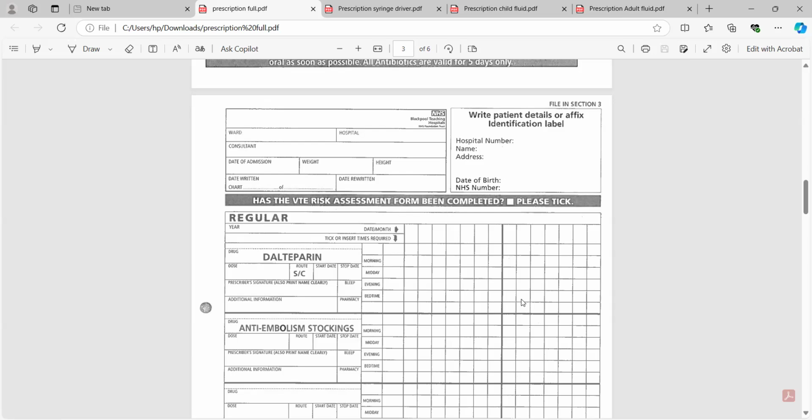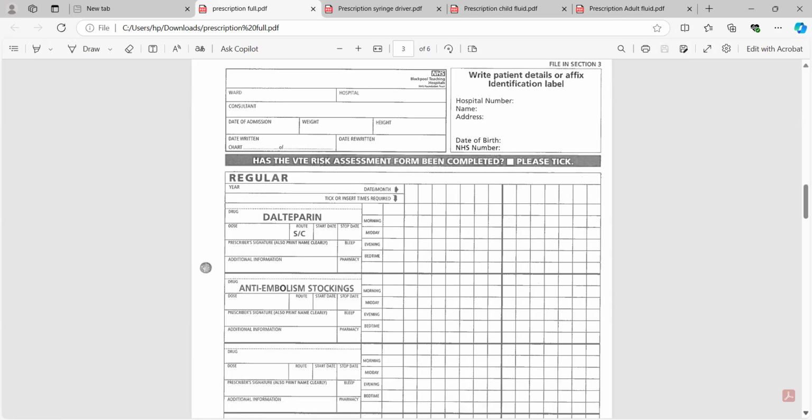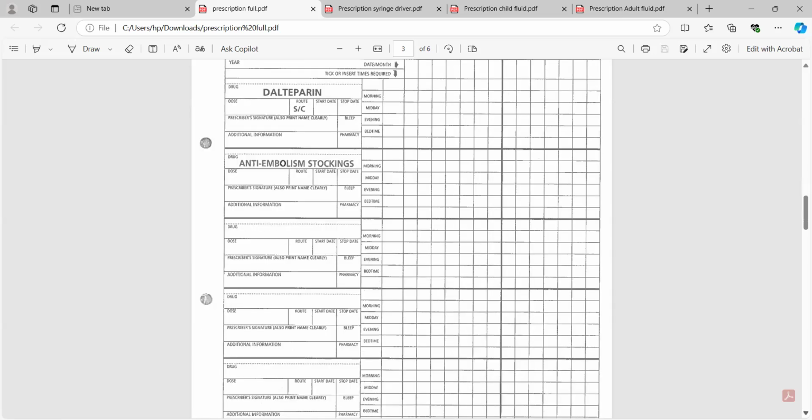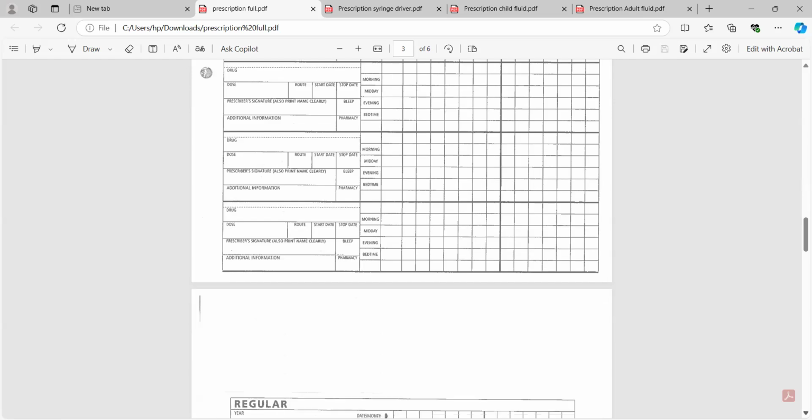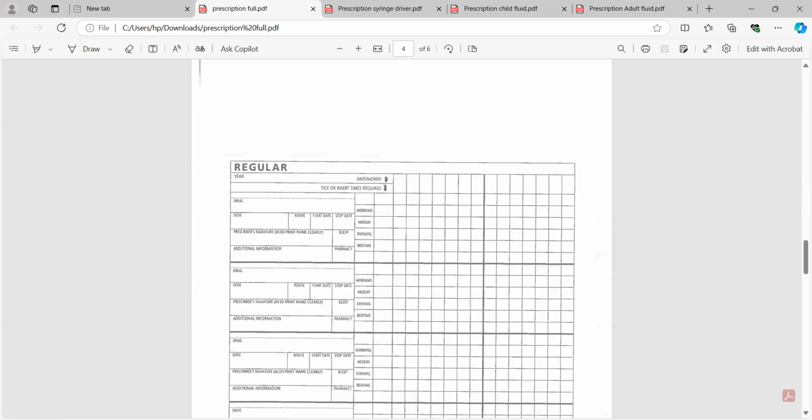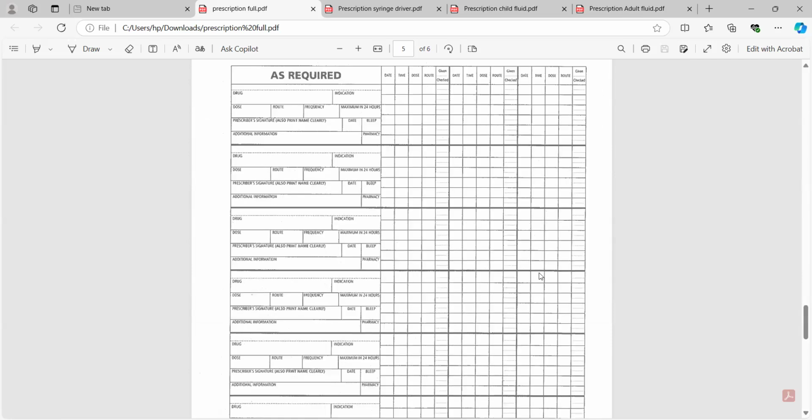Okay, then coming to the regular medication. All of the regular medication will be written on these pages. Similar to the above, you have to write drug, dose, route, starting date, stop date, and your signature, bleep number, and additional information if there is any. Okay? And the last thing is the as-required PRN.